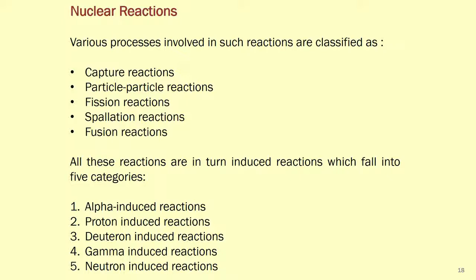Such elements lose their excess atomic weight by various processes, and such reactions are classified as capture reactions, particle-particle reactions, fission reactions, spallation reactions, and fusion reactions. All these reactions are in turn induced reactions, which fall into 5 categories. One is the alpha induced reaction, that means alpha helium particles, and they can be proton induced reactions, deuteron induced reactions, gamma ray induced reactions and neutron induced reactions.